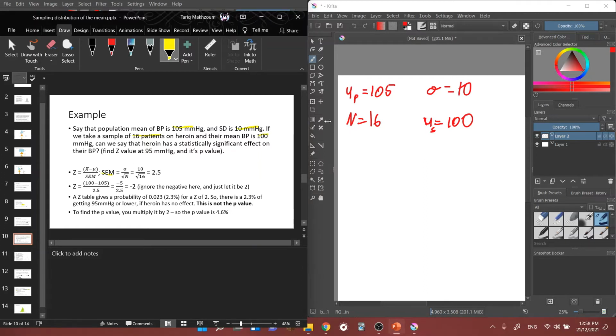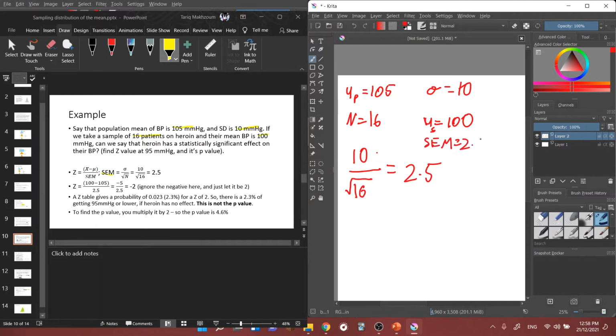Okay, now as we explained, to find the standard error of the mean, you take the population standard deviation, so that's going to be 10, and then you divide that by the square root of your sample size, so that's 16. Okay, and so as you can see here, if you put this into a calculator, the result that you're going to get is 2.5. All right, and so that gives us a standard error of the mean of 2.5. I'm just going to write that down here.